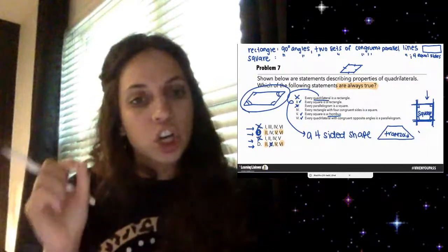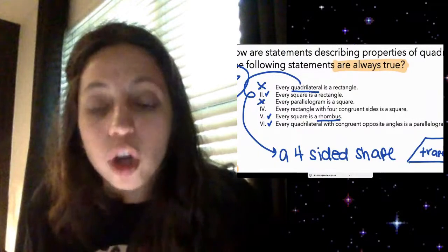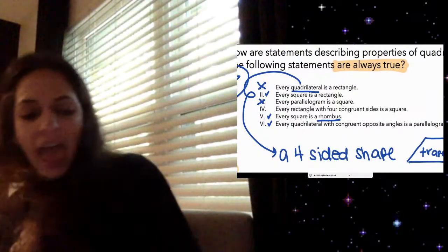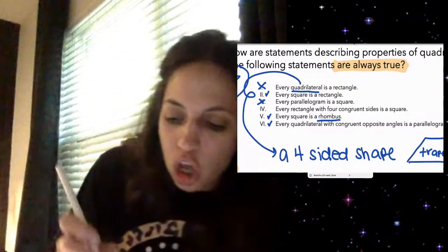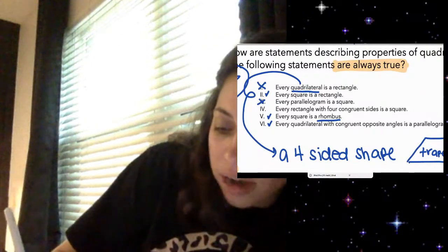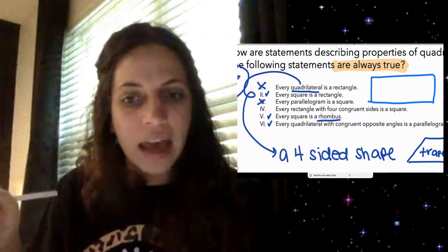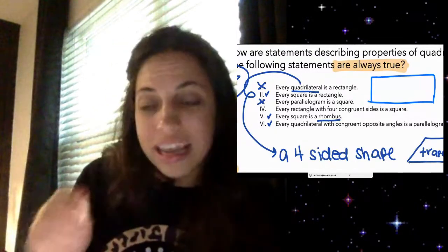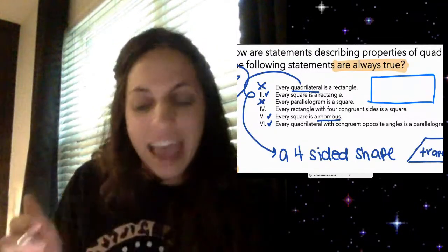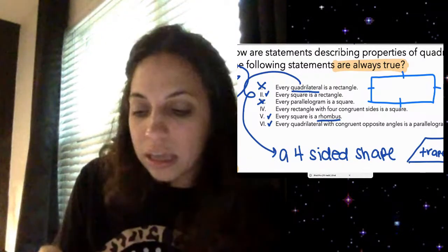4 is incorrect because every rectangle, why is 4 correct? Not incorrect. Every rectangle with 4 congruent sides is a square. So what they're saying is that I'm going to draw a rectangle, but it has to have 4 equal sides. Is the rectangle that I just drew, does it have 4 equal sides? No, these are not all equal.